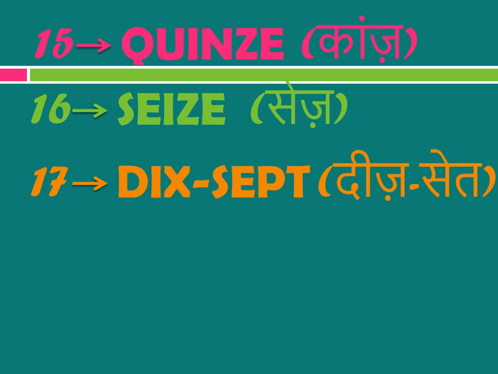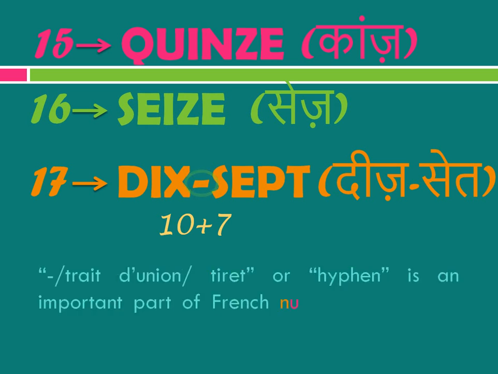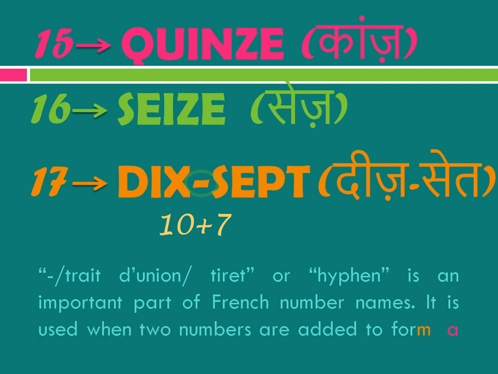Here, for making 17, we are adding two numbers, 10 and 7. Also, this hyphen, which is called trait d'union or tiret in French, is a very important part of French number names. It is used when two numbers are added to form a new number.